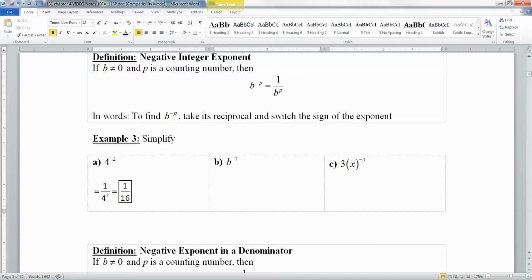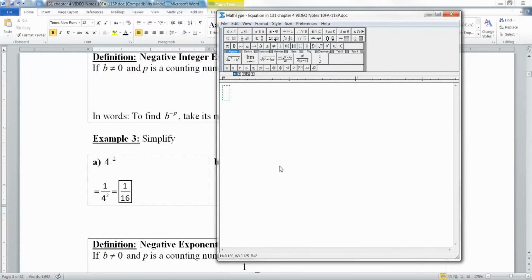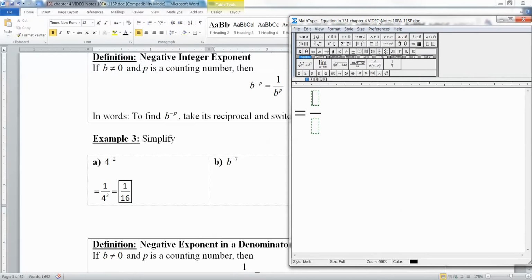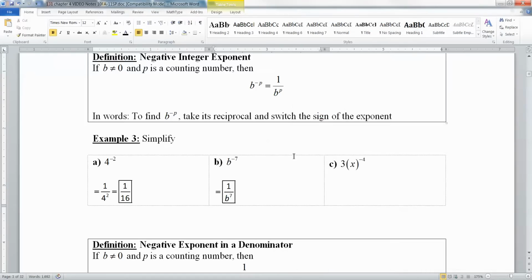Okay, what about the next one? Well, that's kind of easy. That's b to the negative 7. I mean, that basically is the formula, right? So it's 1 over b to the 7. Actually, there's nothing to do there, right? There's no number to simplify.